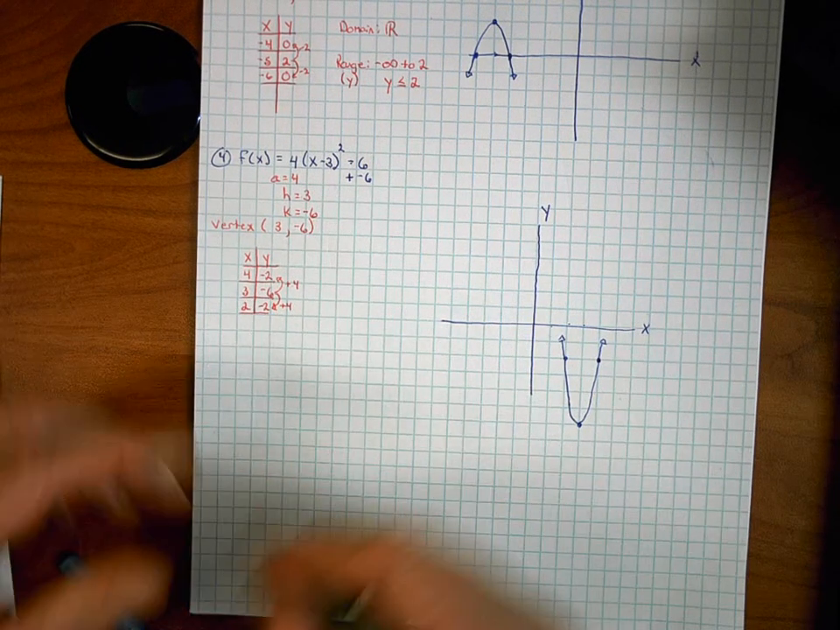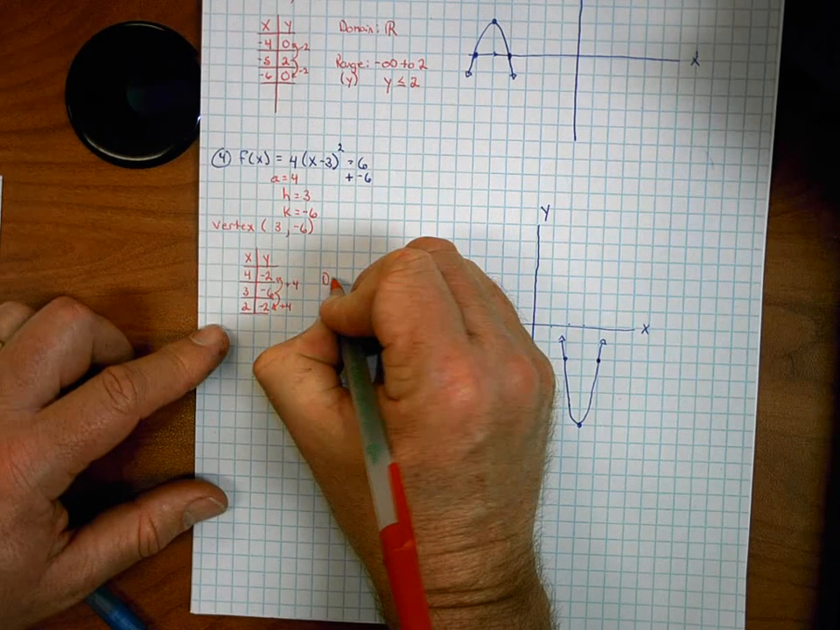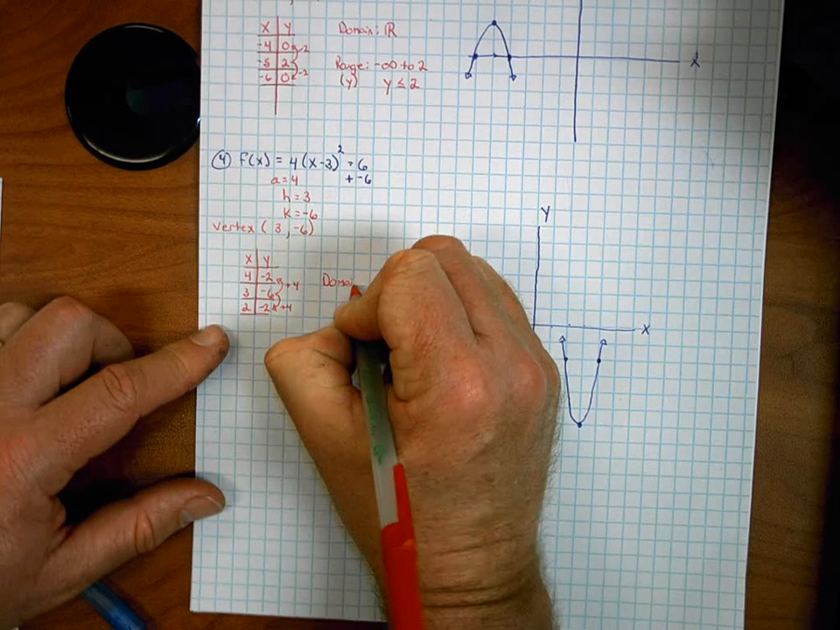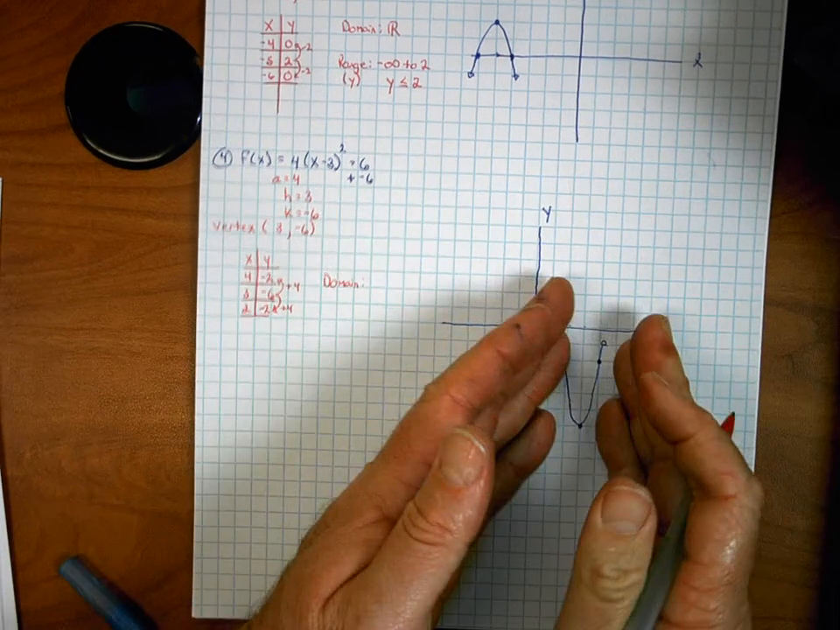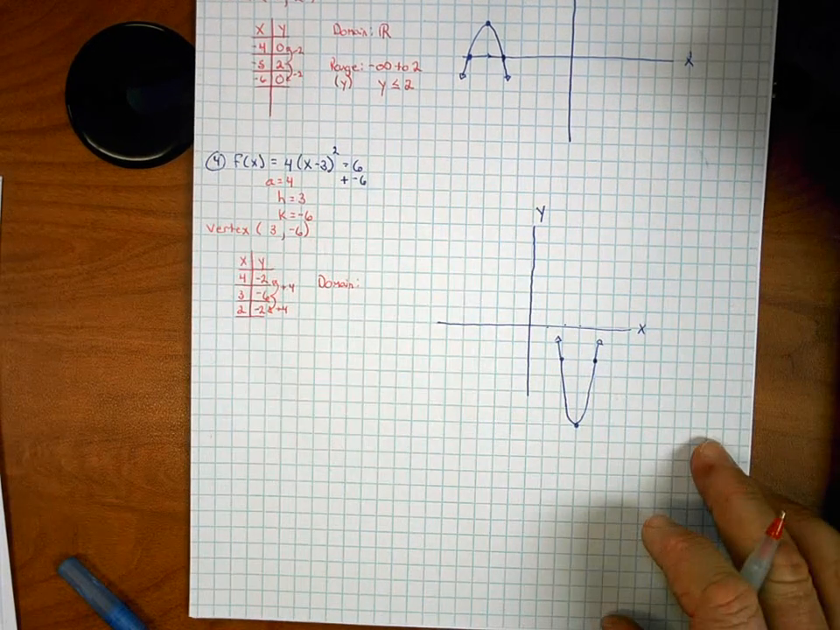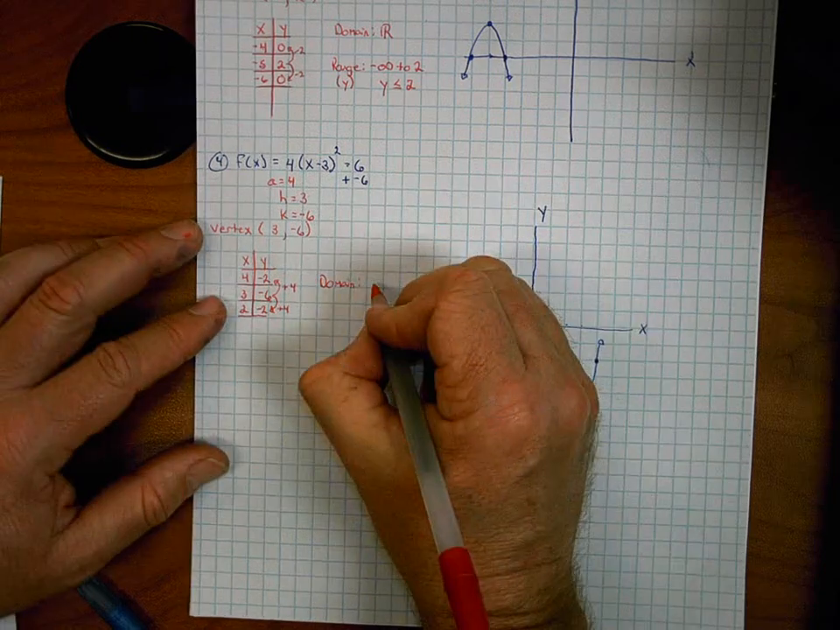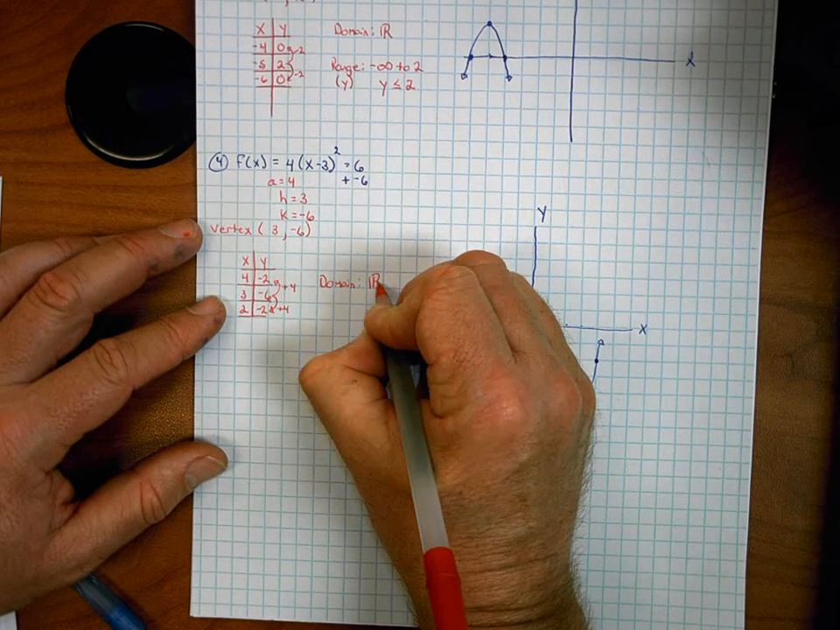Okay, so what's the domain of that graph? Well, the domain is how wide does the graph get? Well, parabolas just continuously keep getting wider and wider and wider, so my domain is all real numbers.